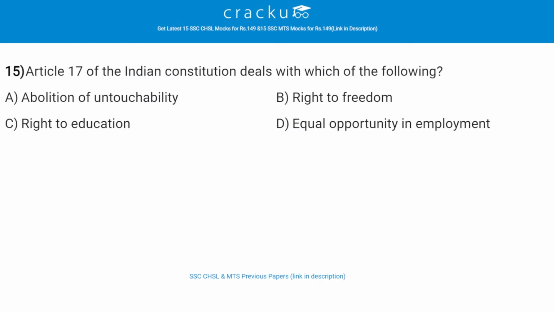Article 17 of the Indian Constitution deals with which of the following? The correct answer is A, that is abolition of untouchability. So, Article 17, untouchability is abolished and its practice in any form is forbidden. The enforcement of any disability arising out of untouchability shall be an offense punishable in accordance with law.